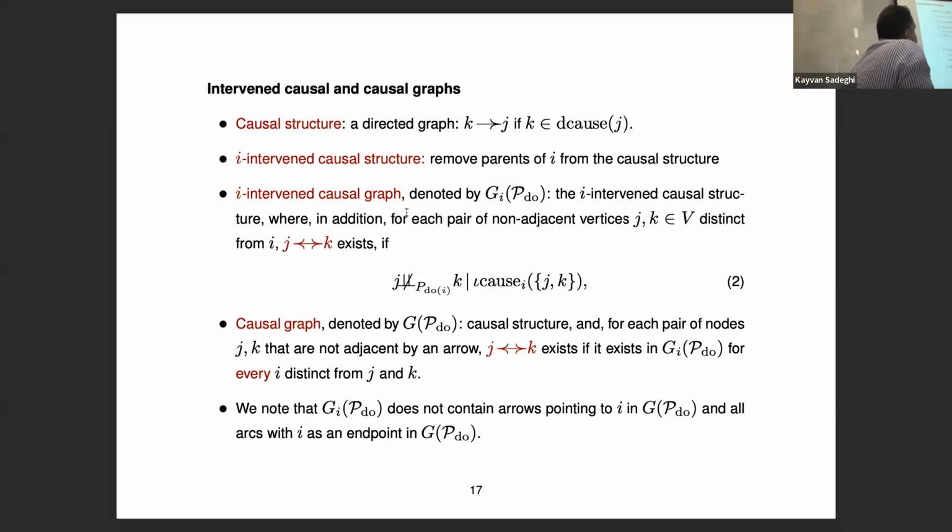I made this I intervened causal graph. So what is my causal graph now? What is the real causal graph there? So from these GIs, I can make my causal graph by saying that, okay, the causal structure is simply this. Where are the arcs? If there exists an arc in one of these, in every GI, then I put an arc in my G. And then I have my causal graph.